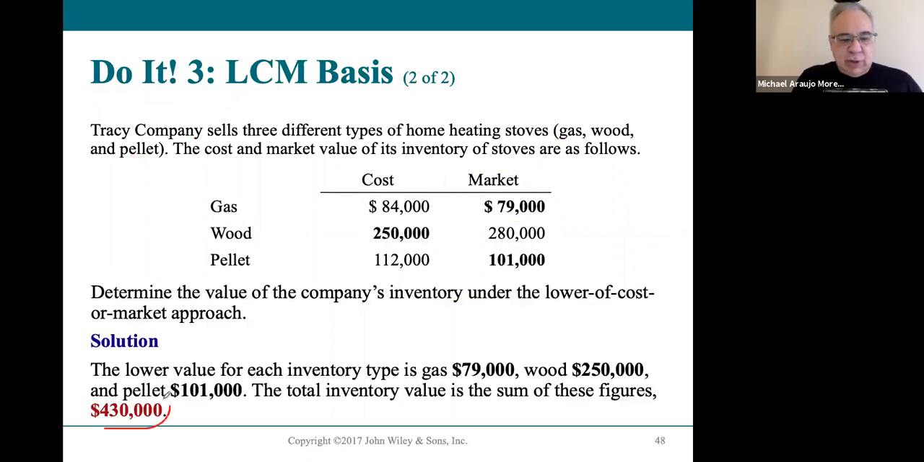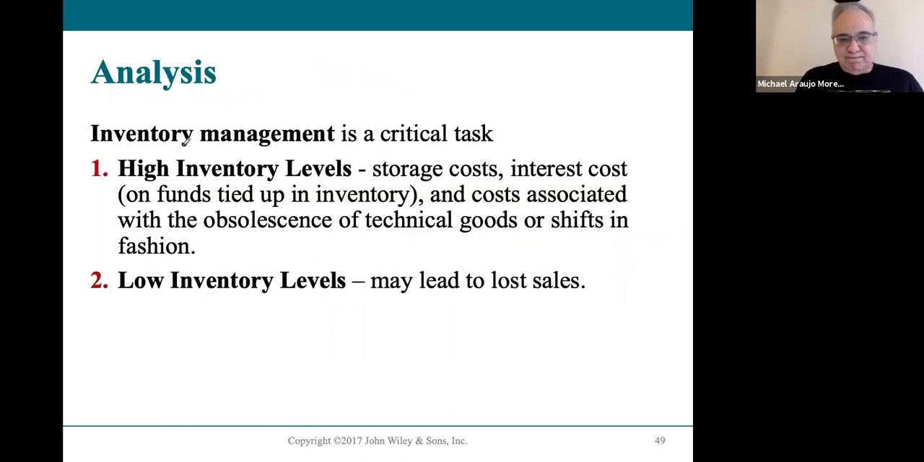Really simple. So the inventory for Tracy Company would be worth $430,000 by using the lower of cost or market value for all of its inventory. Piece of cake.